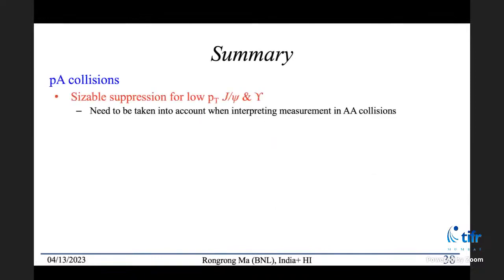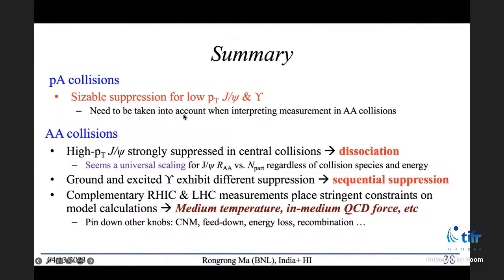So I just want to summarize. In p-gold collisions, we saw a sizable suppression for low pT J/psi and Upsilon. This needs to be taken into account when interpreting the measurement in AA collisions. And for AA collisions, what we saw is that high pT J/psi are strongly suppressed in central collisions. This is a clear signal of dissociation. We see that the ground and excited states exhibit different levels of suppression, which is the sequential suppression signal we are looking for. And all of this is in line with our expectation.